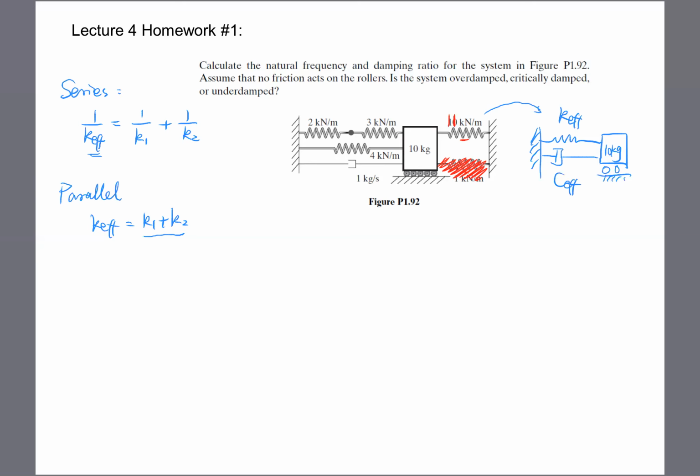And then the other thing is these 2 kilonewton per meter and 3 kilonewton per meter springs, they're connected in series. Then following this relationship, we have 1 over x equals 1 over 2 plus 1 over 3. And then we know that x is 6 over 5. Right? That means we can use a single spring to represent this, and the stiffness of the single spring is 6 over 5 kilonewton per meter.